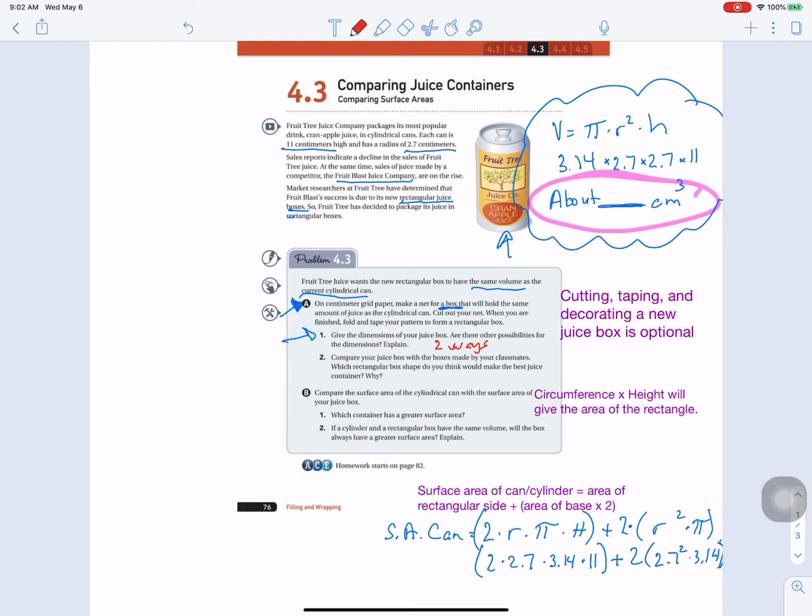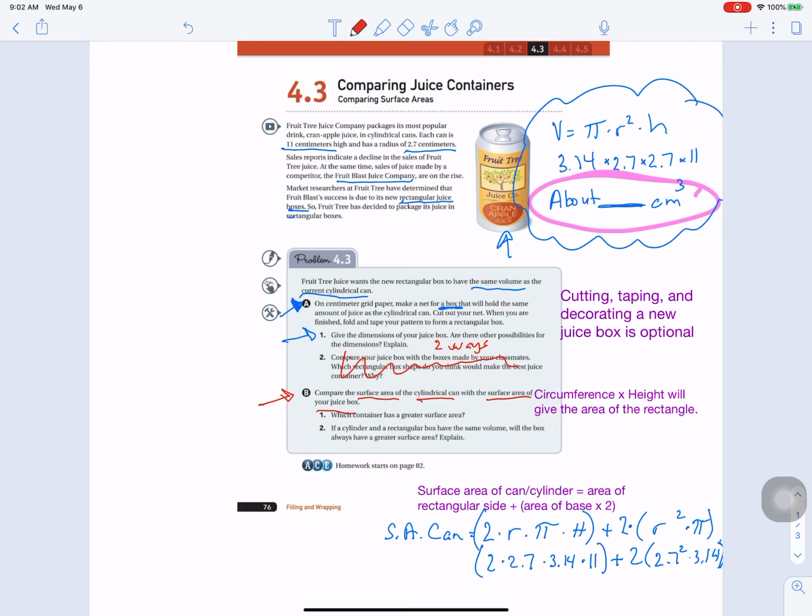Okay. Compare your juice box with the boxes made by your classmates. Obviously, we're not together. So I might post some pictures on this, and so we can do this together next week. So don't worry about that. Then part B. I want you to compare the surface area of the cylindrical can with the surface area of your juice box.